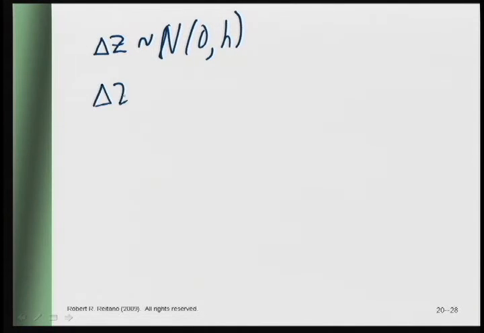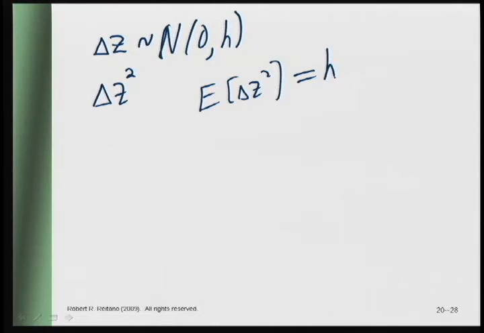So if we think for a moment about what we've got, as I said, each one of these delta z's has a normal distribution with a mean of 0 and a variance of h. So delta z squared, well, what is that? A normal squared looks like a chi-squared distribution. But the one thing we can say about z squared is that if I take the expected value of it, I know what it is. The expected value of every one of those square terms is h.